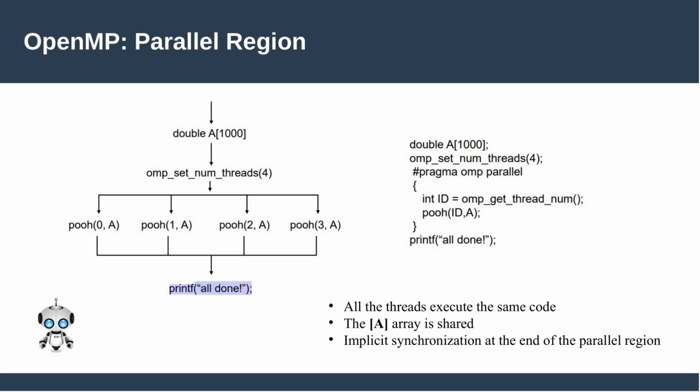In a parallel region, all threads execute the same code, sharing the A array. This ensures data consistency across threads. Implicit synchronization occurs at the end of the parallel region, coordinating thread execution and maintaining data integrity.